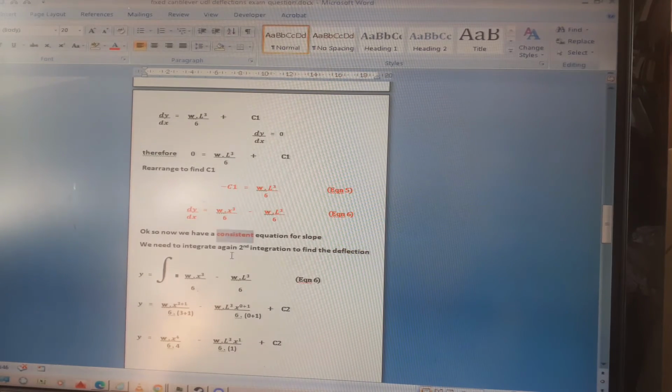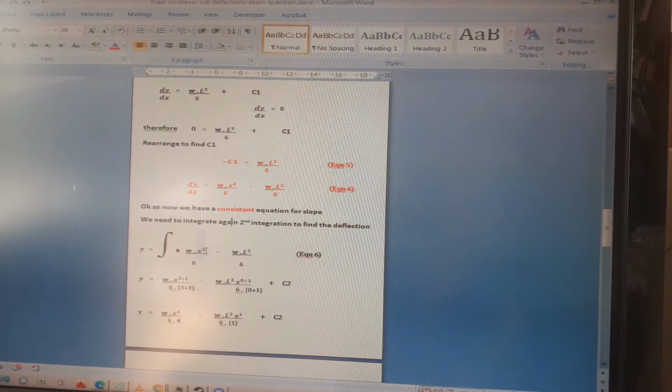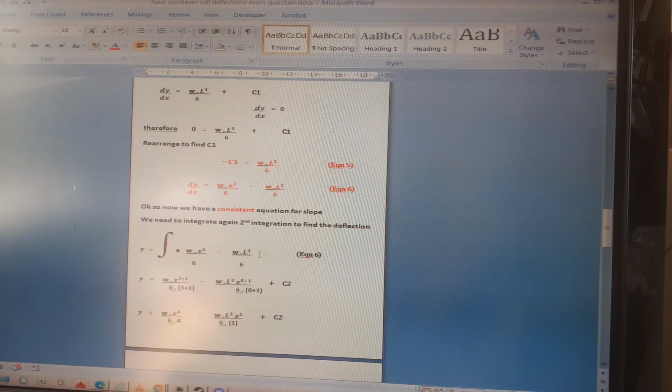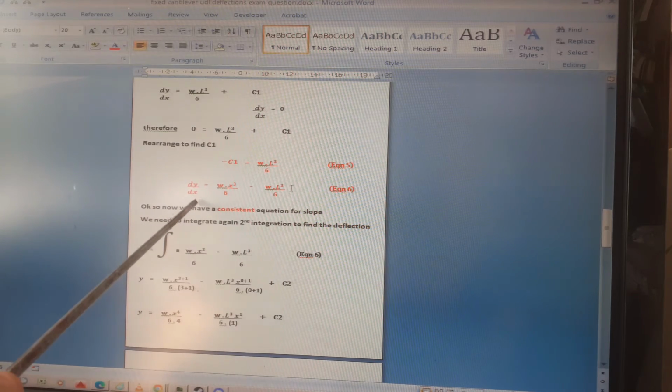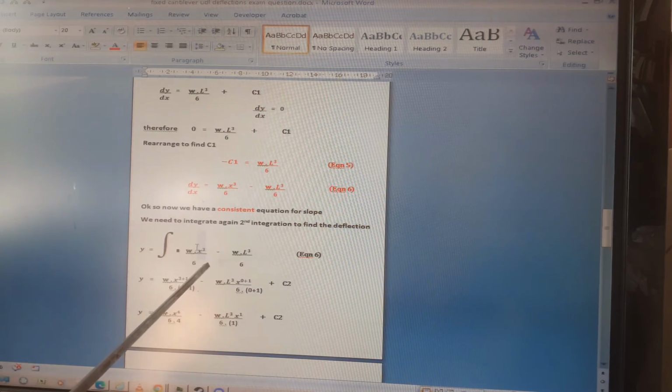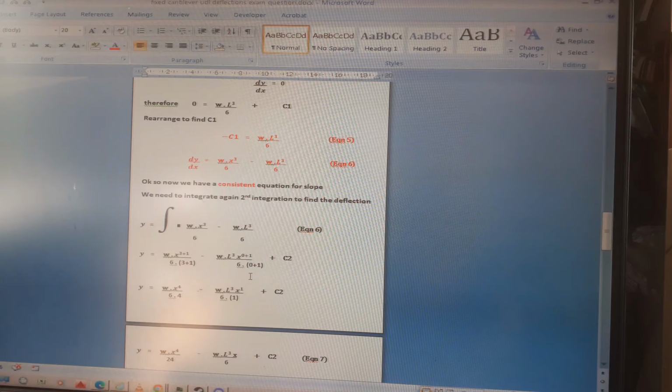We need to integrate a second time to find the deflection. y equals the integration of equation 6, which is wx cubed over 6 minus wL cubed over 6. Remember, this equation 6 is the slope equation for the whole beam, anywhere on the beam, and now we've got to integrate again to get to the deflection.